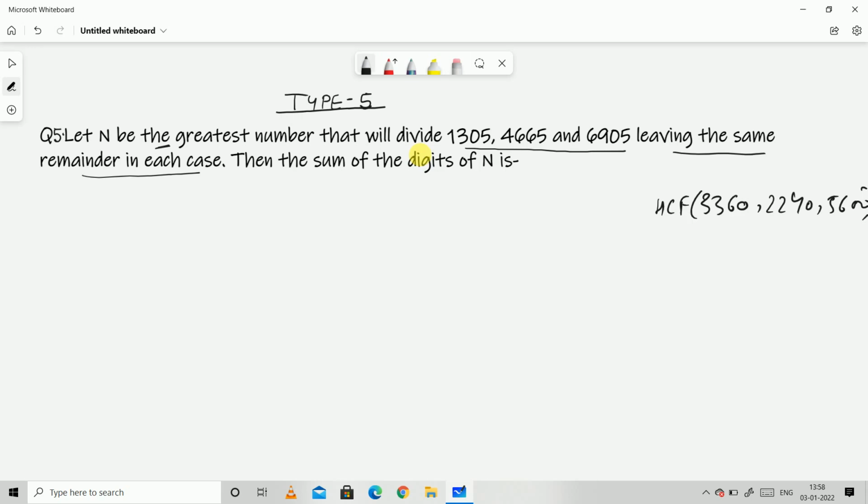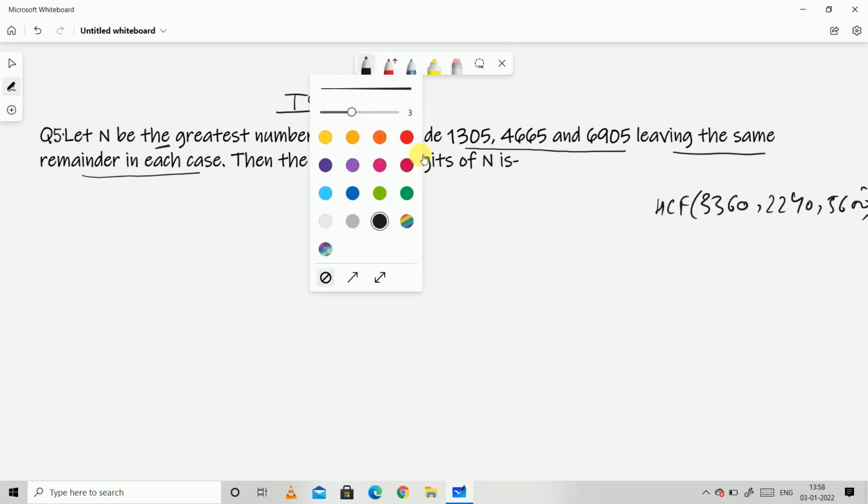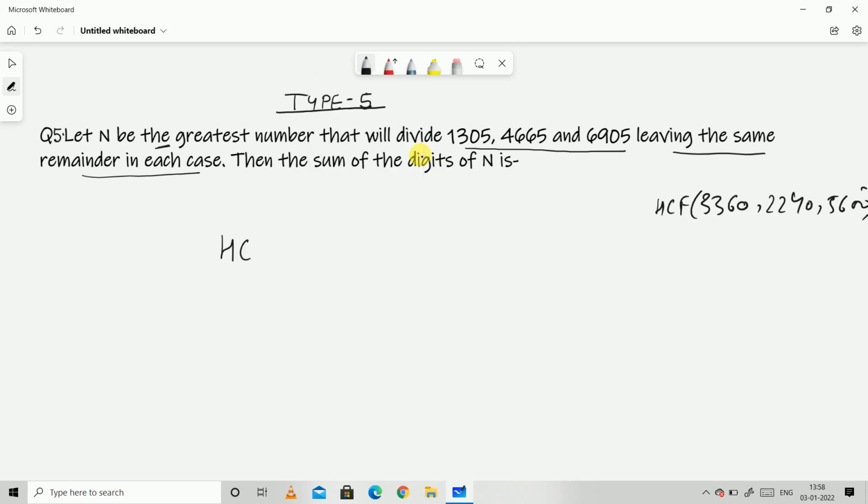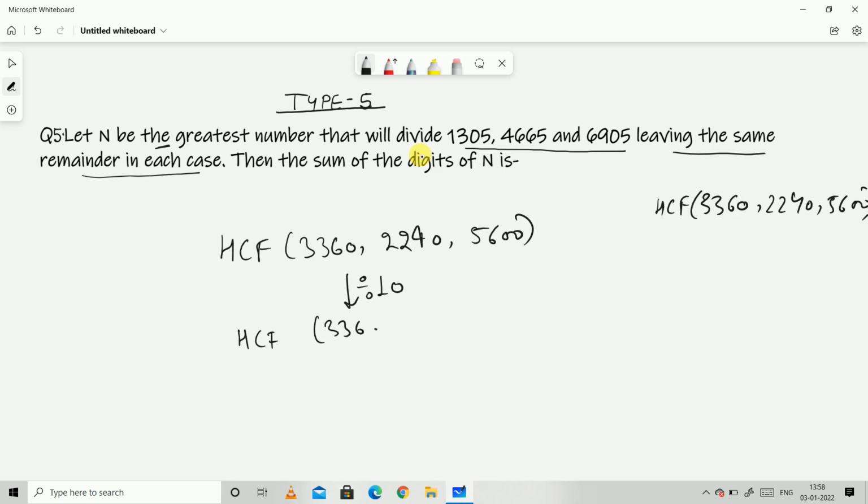Again, I am going to use the reduction method only. These all have 0 as the unit digit. So one thing is clear, we can divide it by 10. They all will be divisible by 10. So here I'll get 336, here I'll get 224, and here I will get 560.